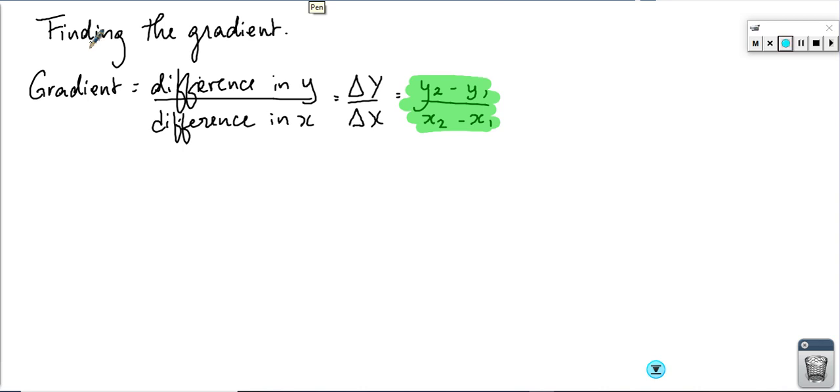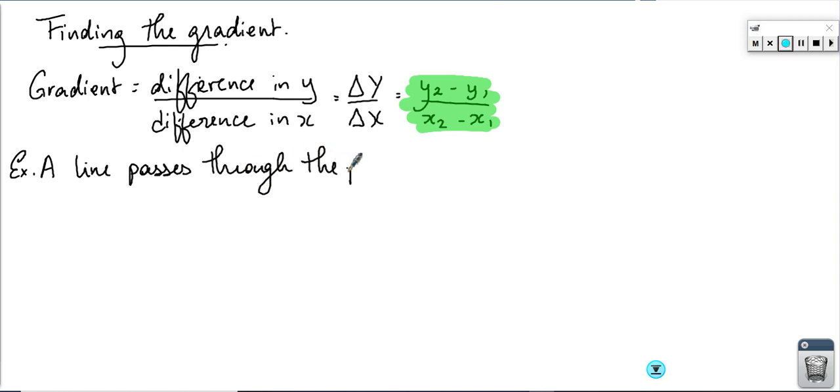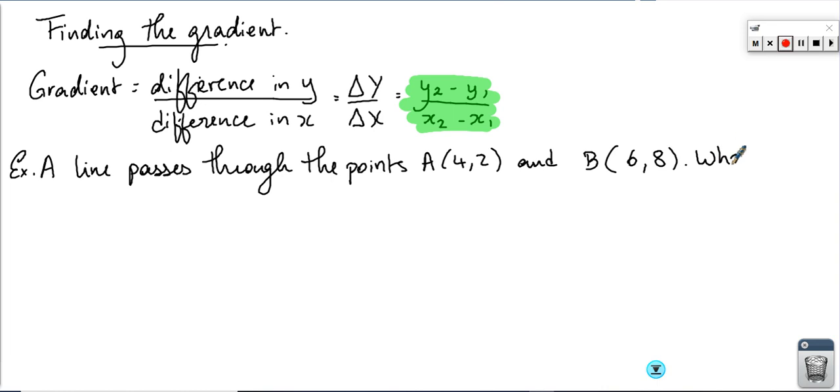Now, to find the gradient, we would need a pair of coordinates. So, for example, I'm going to write an example. A line passes through the points A (4,2) and B (6,8). What is its gradient?